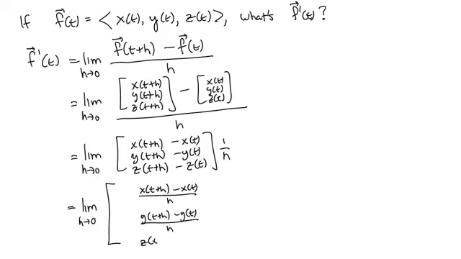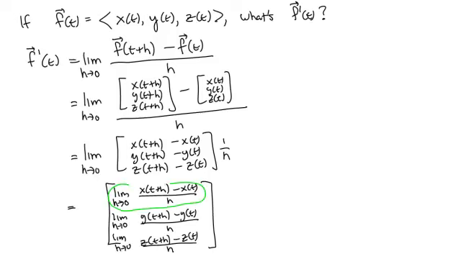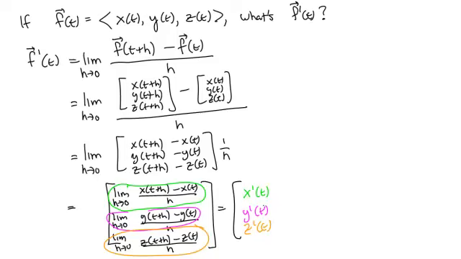Lastly, we just talked about how you take vector limits. When you take the limit of a vector, you just take the limit of each piece separately. So I have 3 smaller limits right here. And if we look at these limits, this first limit, the limit of x of t plus h minus x of t over h as h tends to 0, that's exactly what x prime of t means. Similarly, the middle term is exactly what y prime of t means, and the last term is what z prime of t means. And so what we've just shown is how you differentiate a vector-valued function?